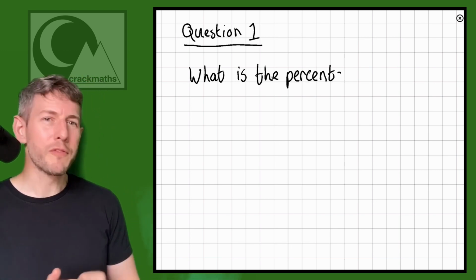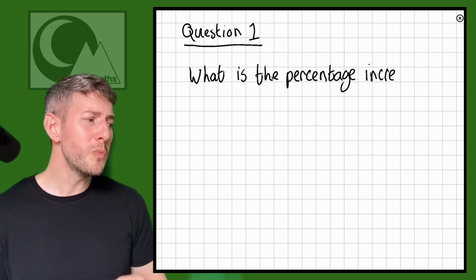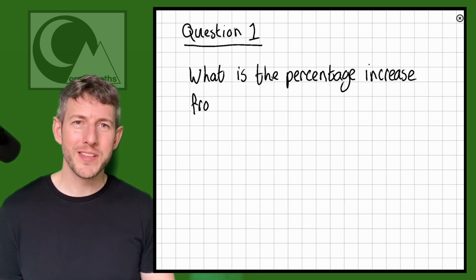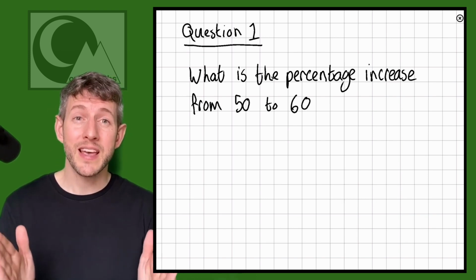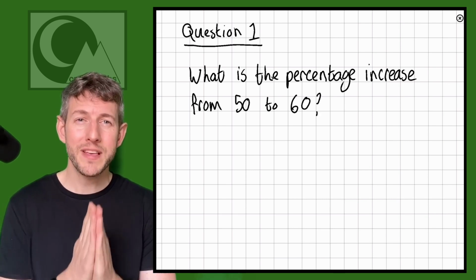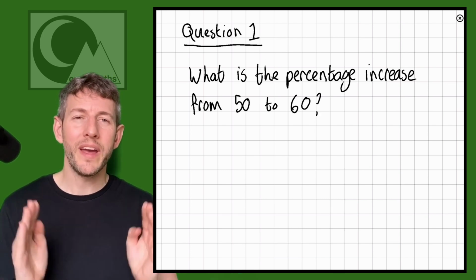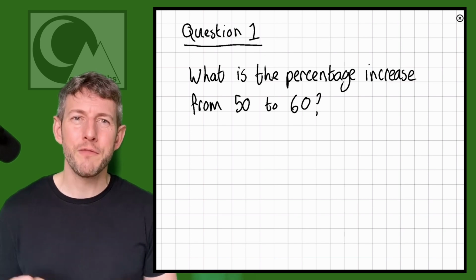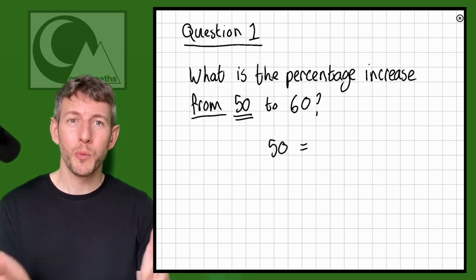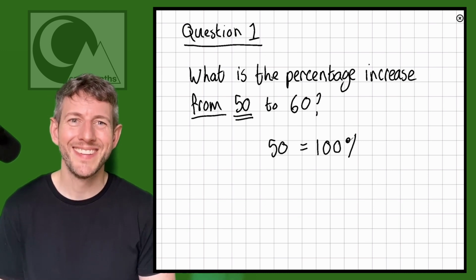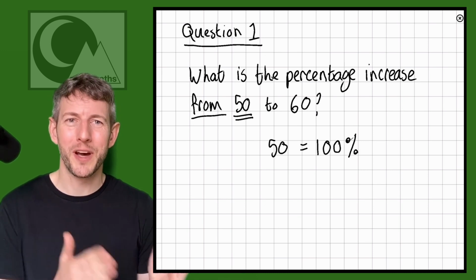So on the board, I've got question 1, and question 1 says, what is the increase from 50 to 60? Now, the key thing about this is identifying which of these numbers is 100%. So we're increasing from 50. So 50 is our 100%. So I'm going to write down 50 equals 100%.